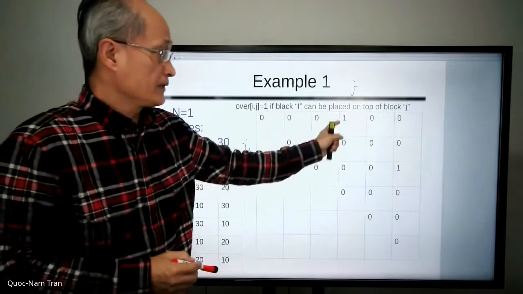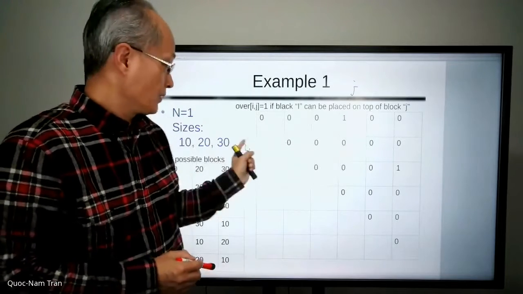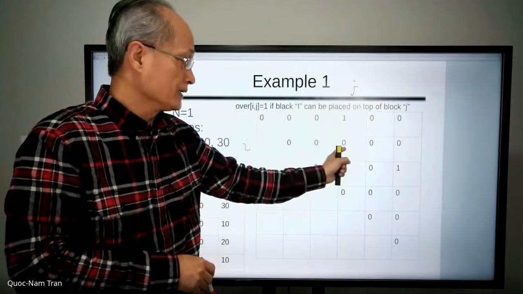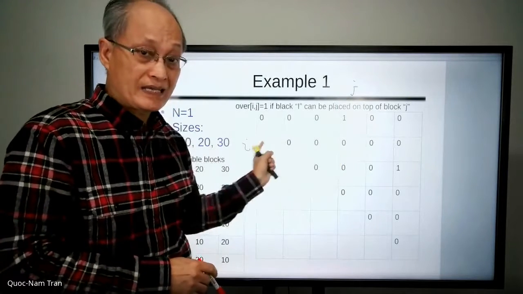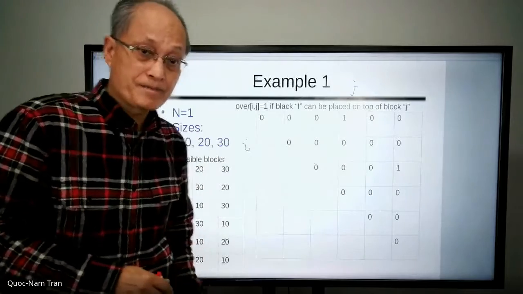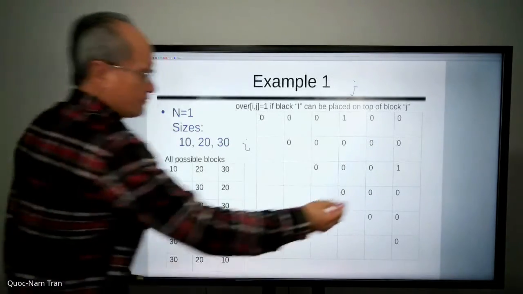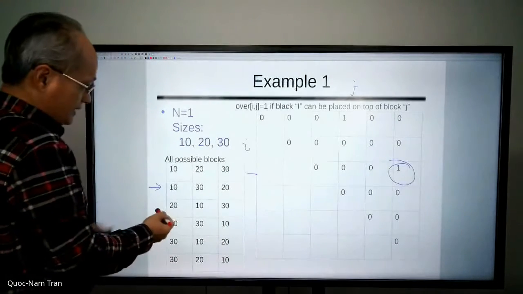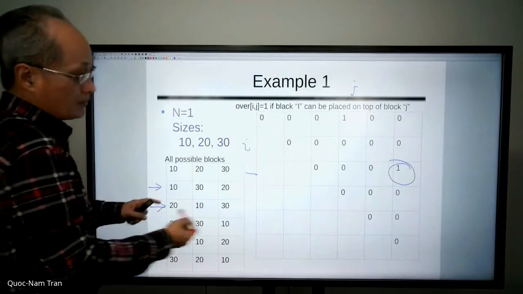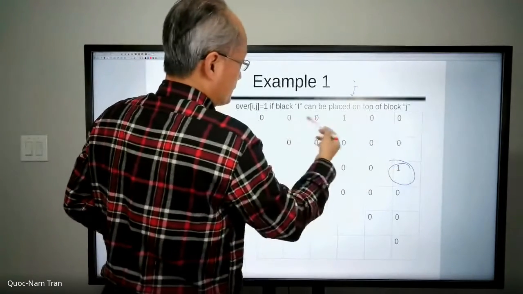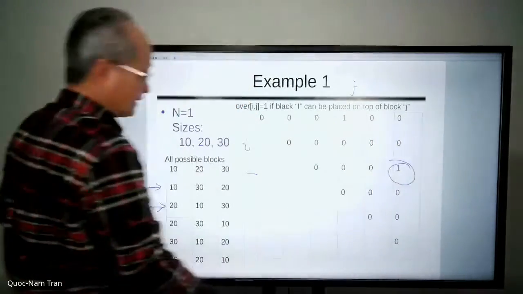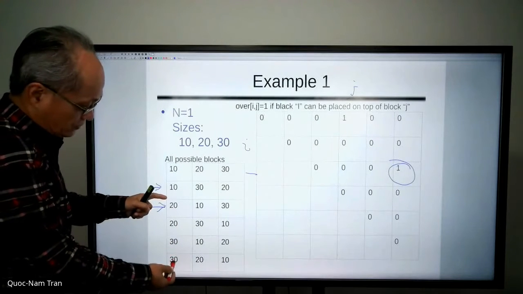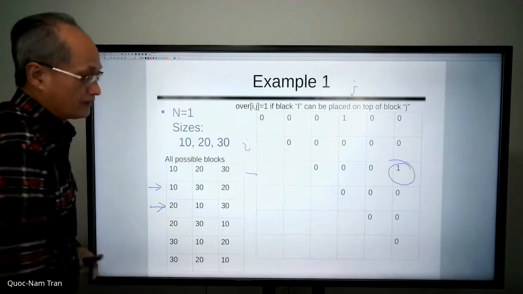If it's 1, it means that block I can be placed over J. If it is 0, it means that I cannot be placed over J, okay? So here we have a 1. It means that block 3 can be placed over 1, 2, 3, 4, 5, 6, right? So this one can be placed over this one. Yeah, it's true, right? Because it's smaller.